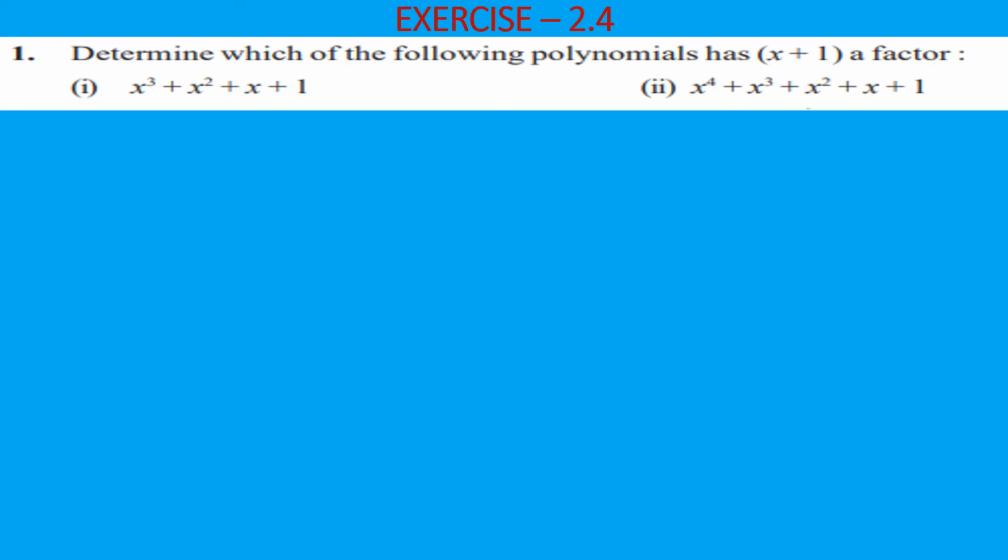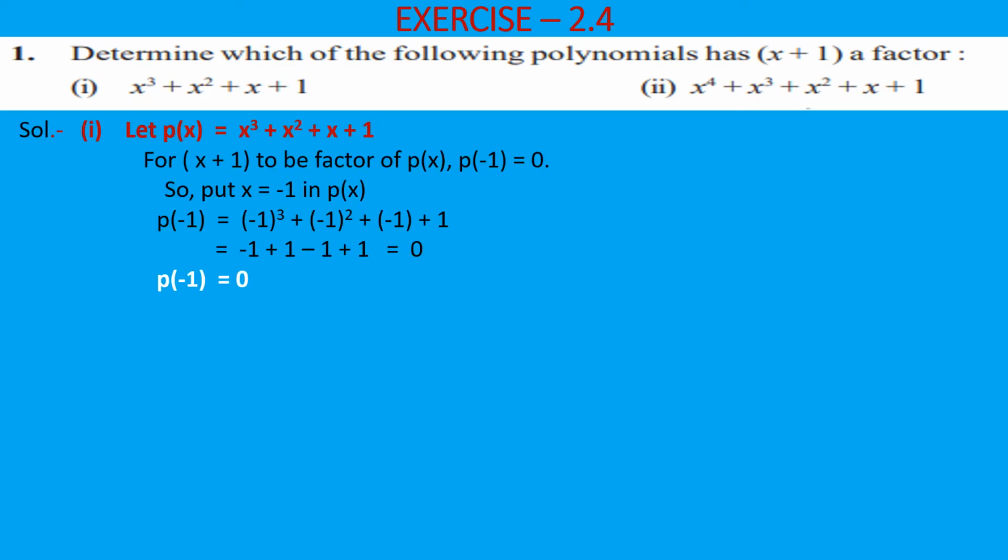So let's see question number 1. Question number 1 is: determine which of the following polynomials has x plus 1 as a factor. The first part is x cube plus x square plus x plus 1. So we consider p(x) equals x cube plus x square plus x plus 1. Now we have to find out whether this polynomial has x plus 1 as a factor.